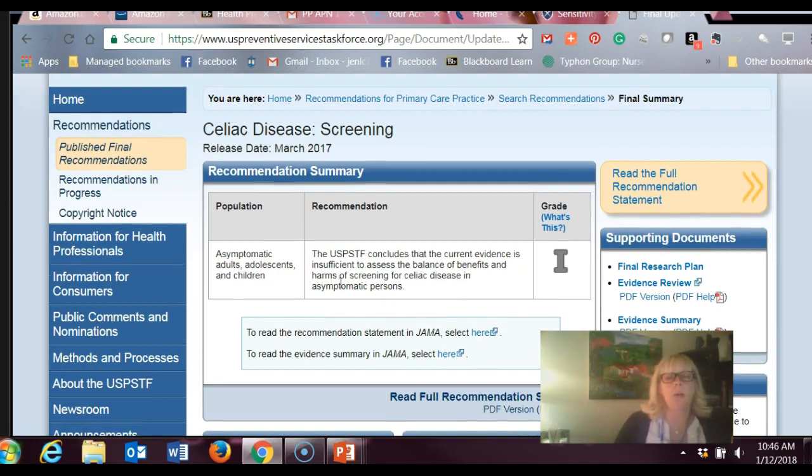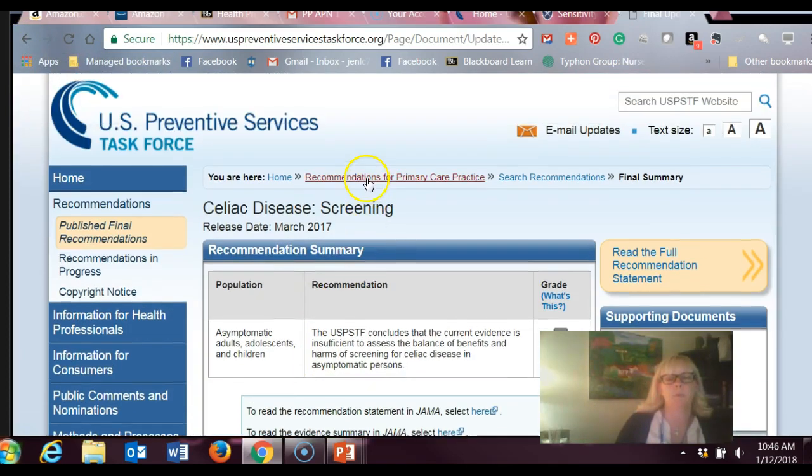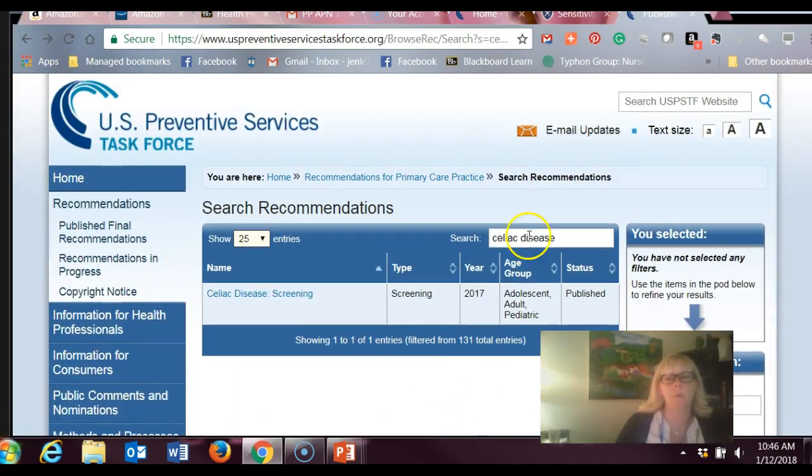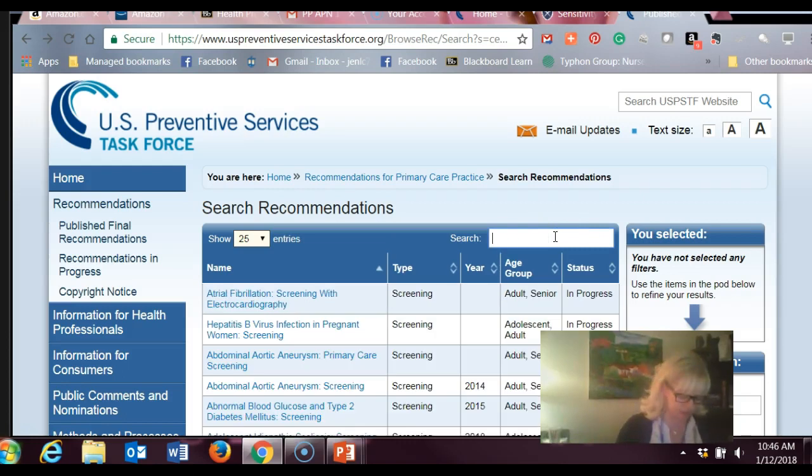So at this point, if someone comes in and is having symptoms of celiac disease, then you would probably say, yeah, okay, we can go ahead and test or send them to GI if they're having the symptoms. But really, the recommendations are insufficient. So no, it doesn't give you a really good answer. But that's why I wanted to put that on there, so you can see sometimes there is insufficient evidence.